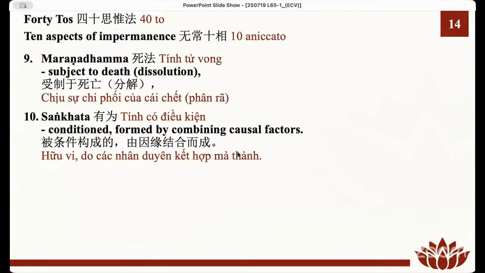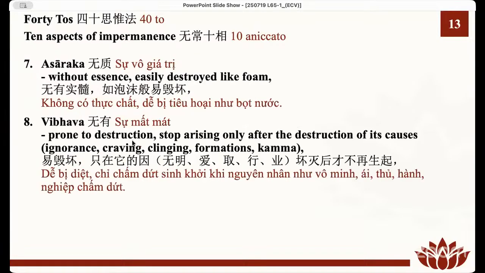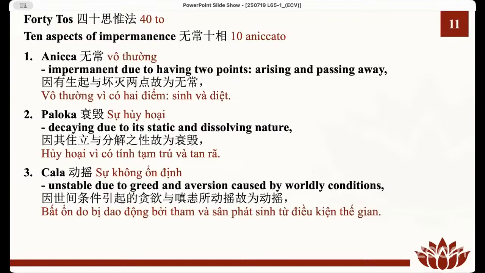in these types of contemplation, we have to use the aggregate method. For example, materiality is also anicca. Feeling aggregate also anicca. Perception aggregate also anicca. Formation aggregate is also anicca. Consciousness aggregate is also anicca. Similarly, paloka: material aggregate is also paloka. Feeling aggregate is also paloka. Perception aggregate is also paloka. Formation aggregate is also paloka. Then consciousness aggregate is also paloka.